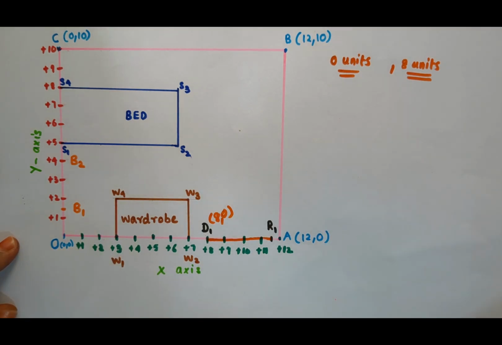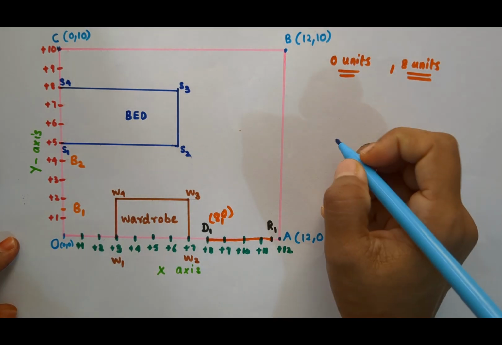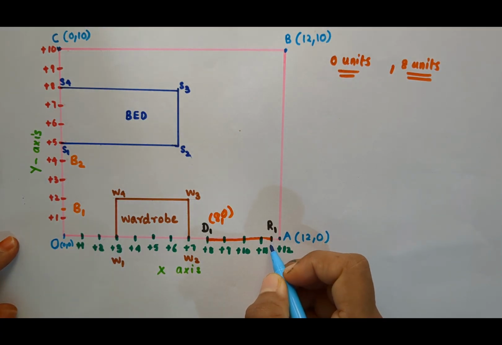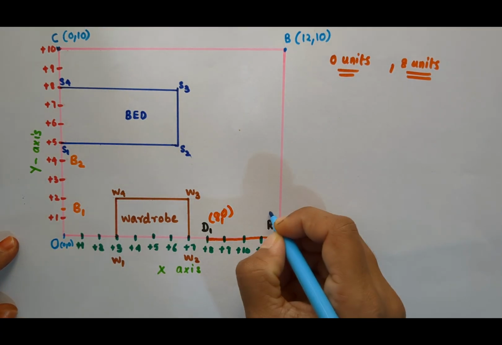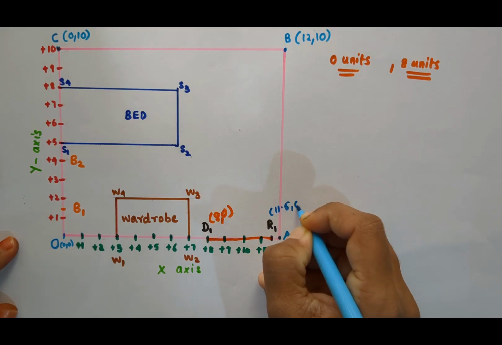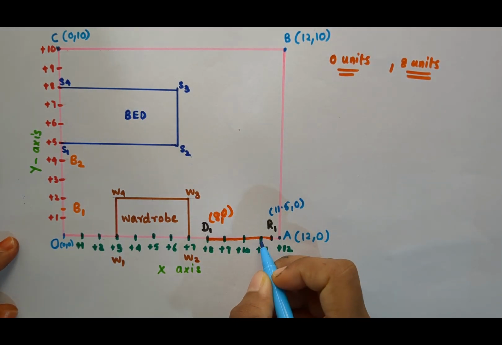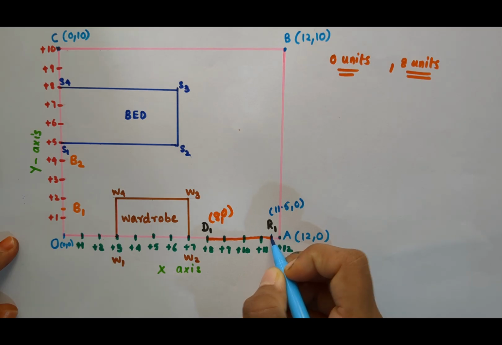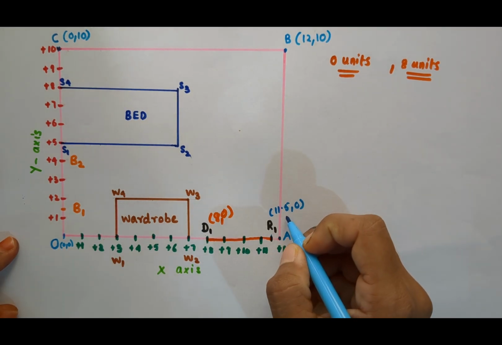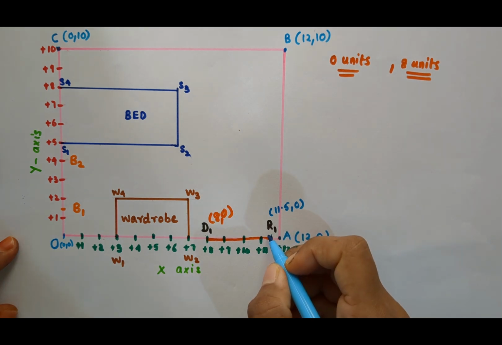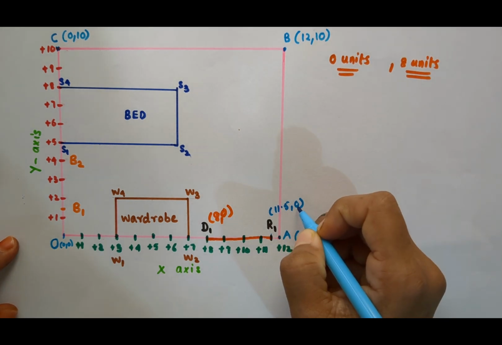Now, the third question. If R1 is the point (11.5, 0), because you see this R1 is actually lying between 11 and 12, so this point is given as 11.5. The coordinate is given as 11.5. So if R1 is the point (11.5, 0), how wide is the door?